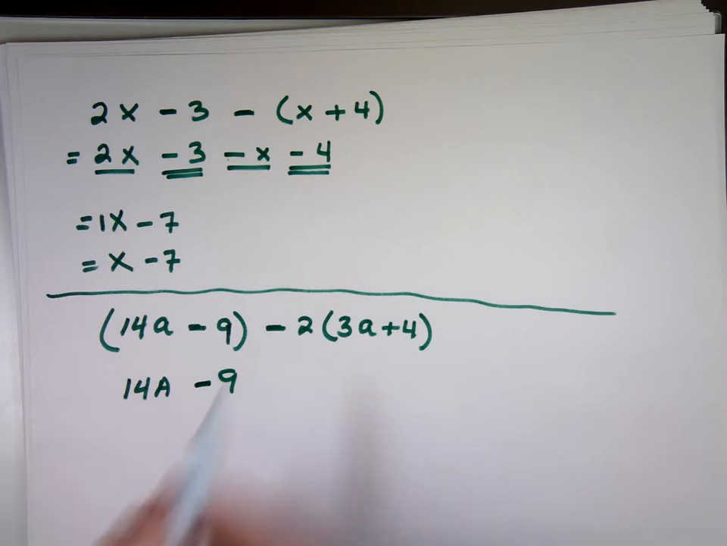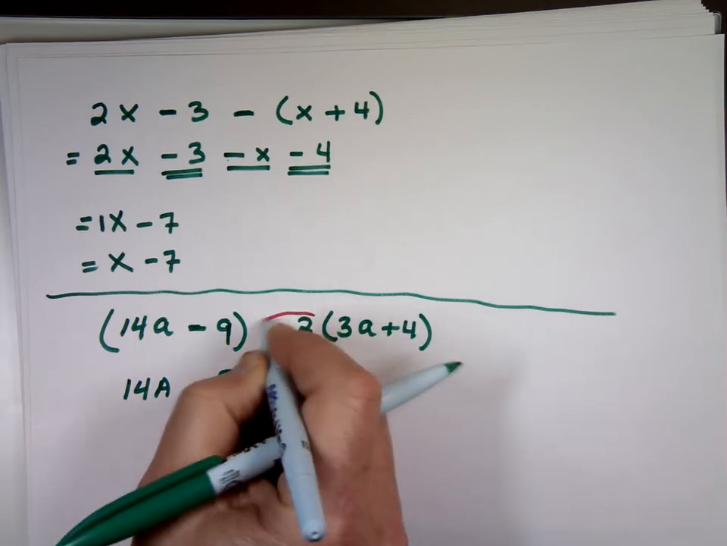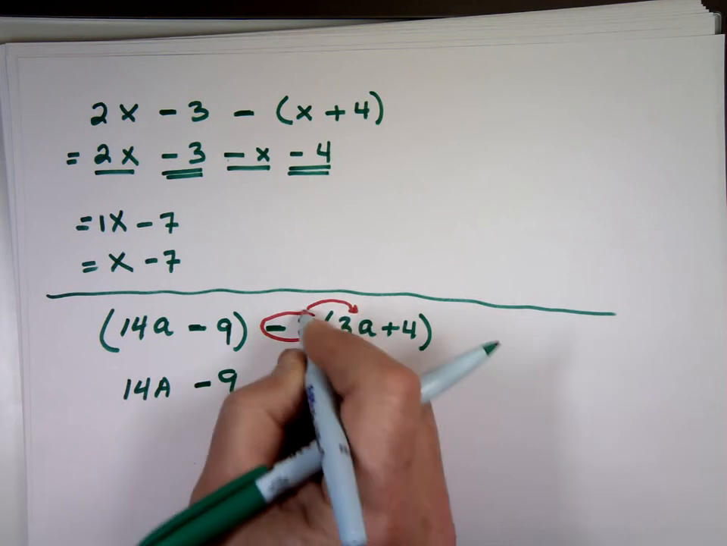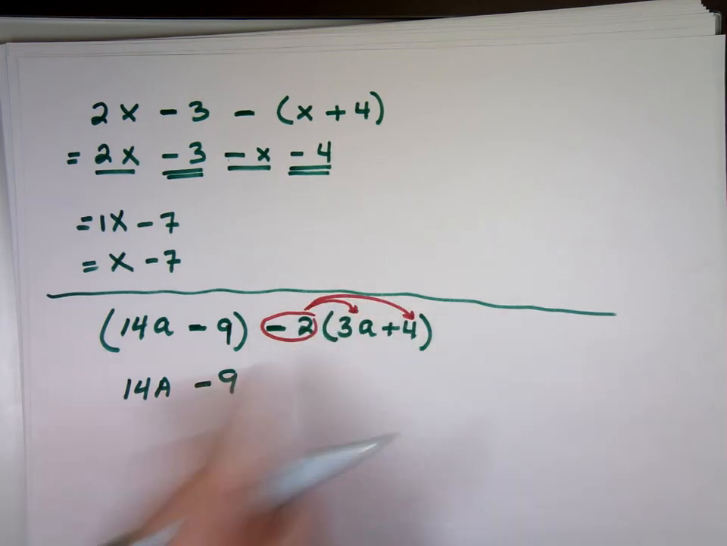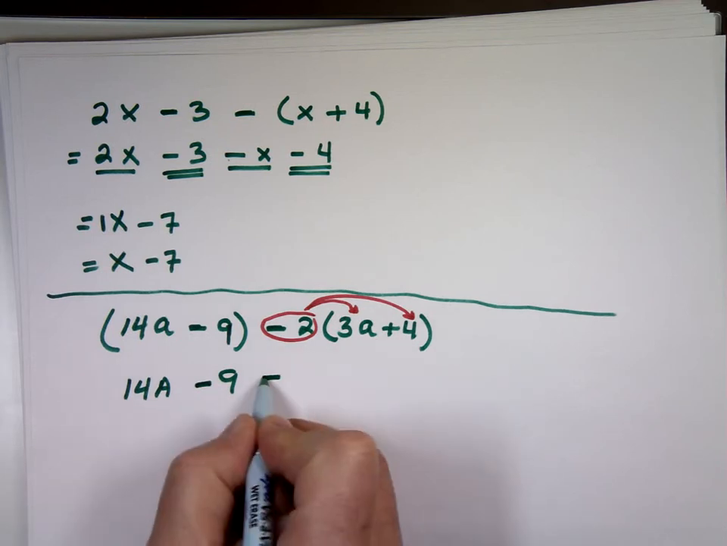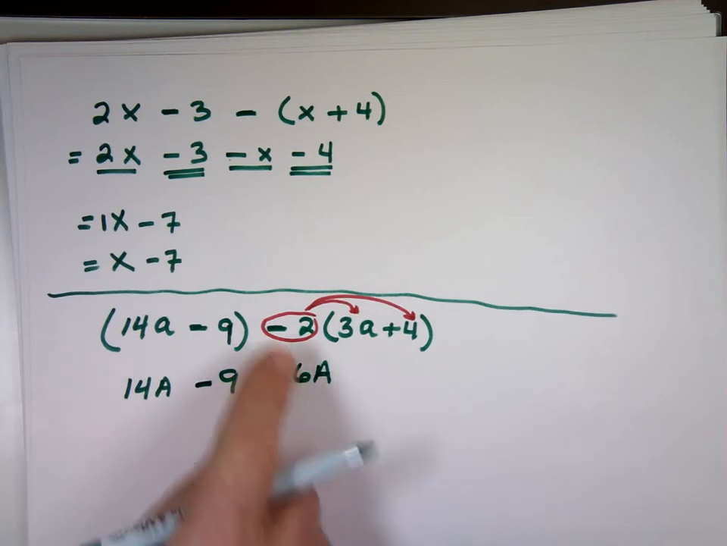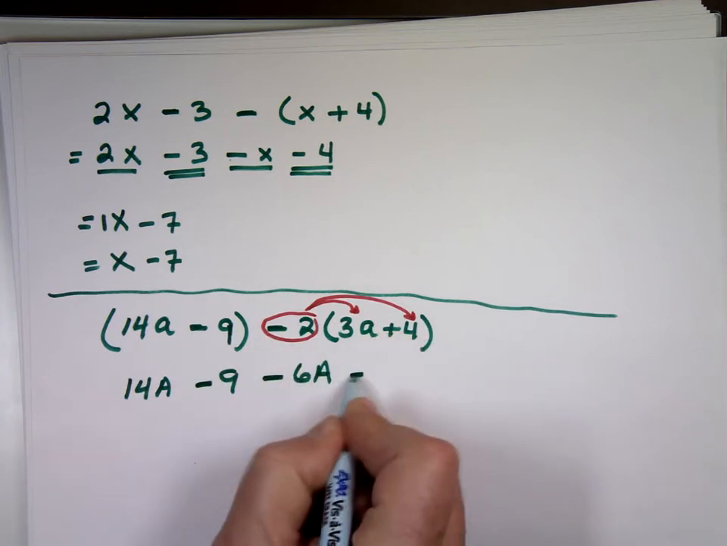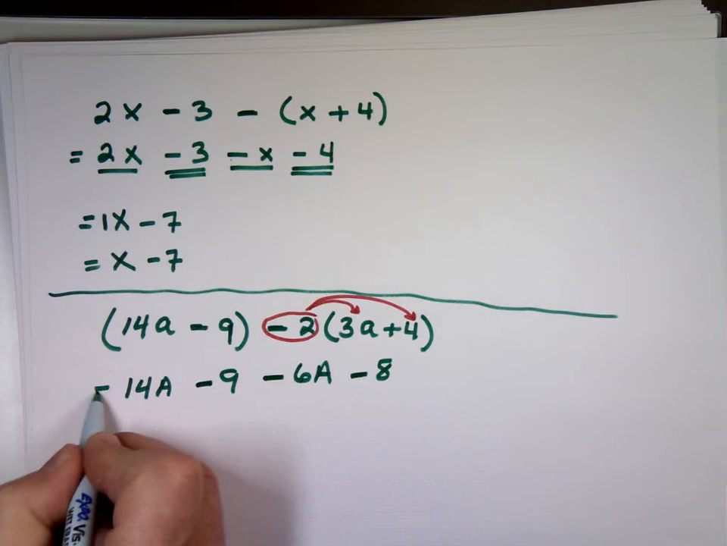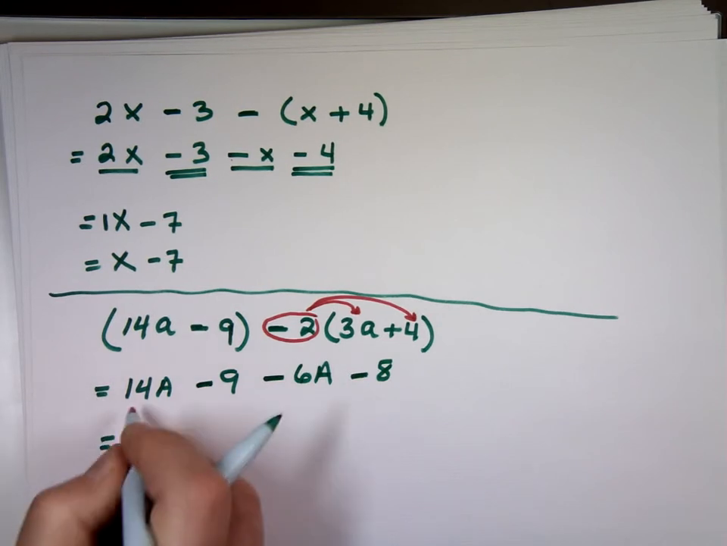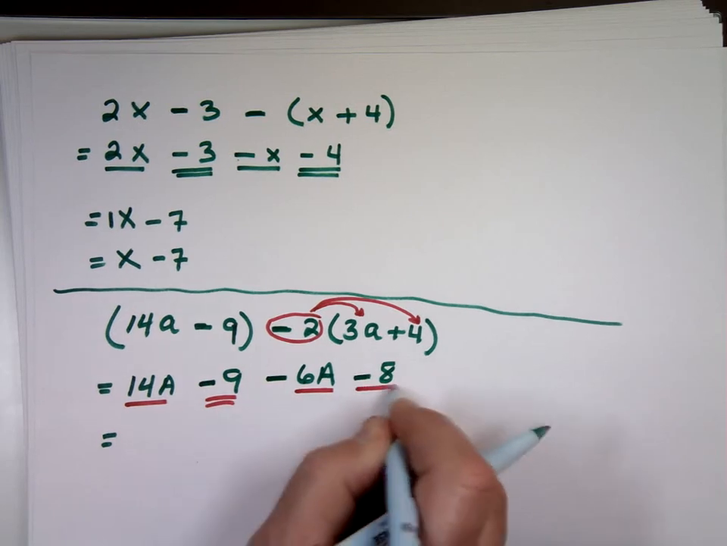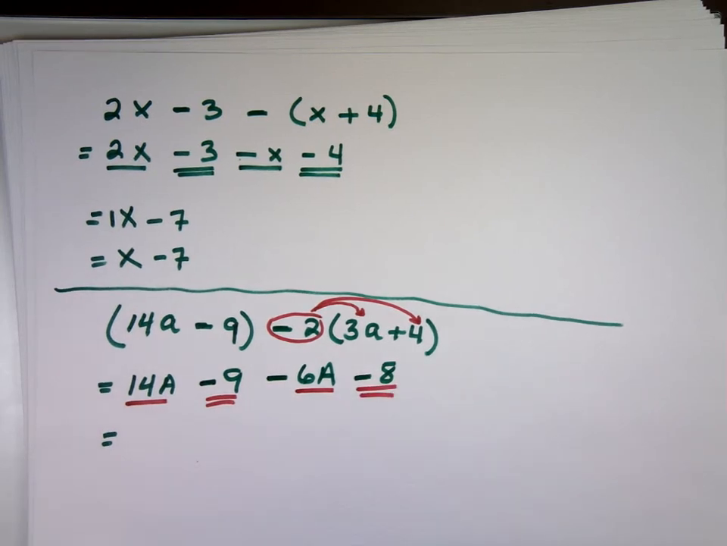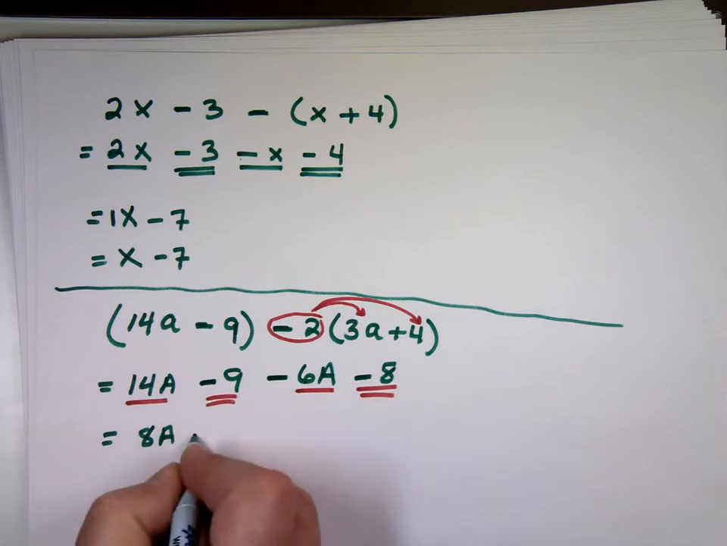Now let's look at the minus 2. I can take the minus 2 and distribute that as one piece. What is minus 2 times 3a? Negative 6a. And what is minus 2 times a plus 4? Negative 8. Now we grab the like terms. 14 minus 6, which is what? Positive 8a. Negative 9 minus 8, negative 17.